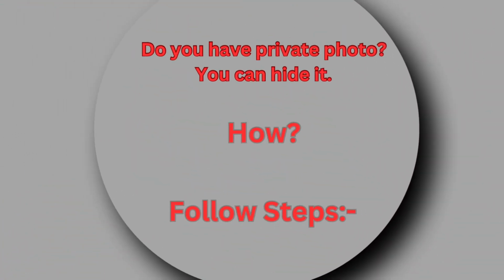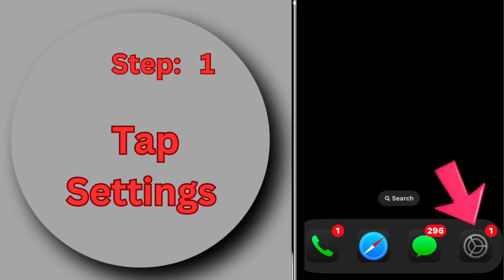Tip number 3. Do you have any private photo in your phone and you want to save it in a hidden folder? Just follow the steps. How to do it? Tap on Settings first.